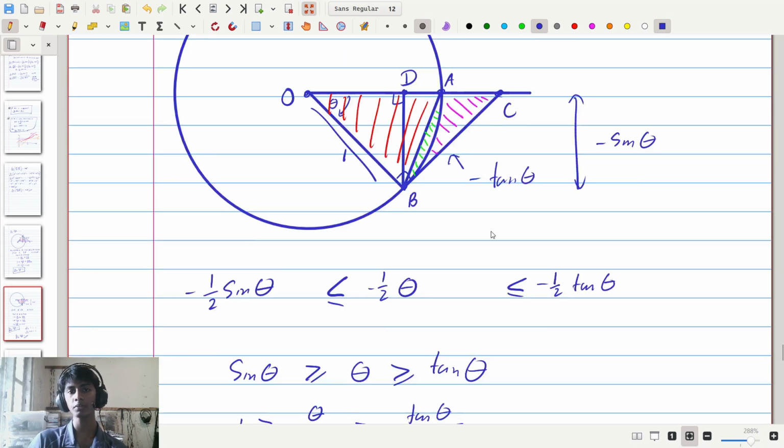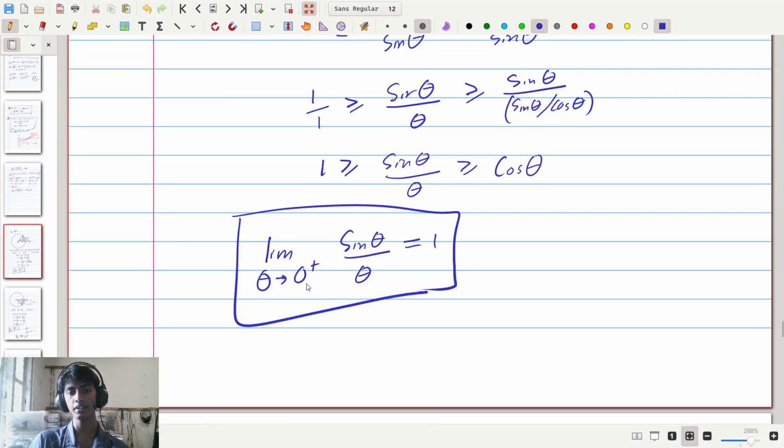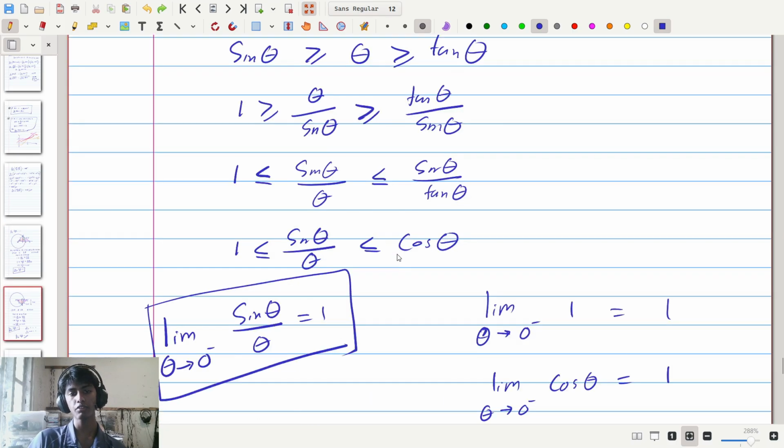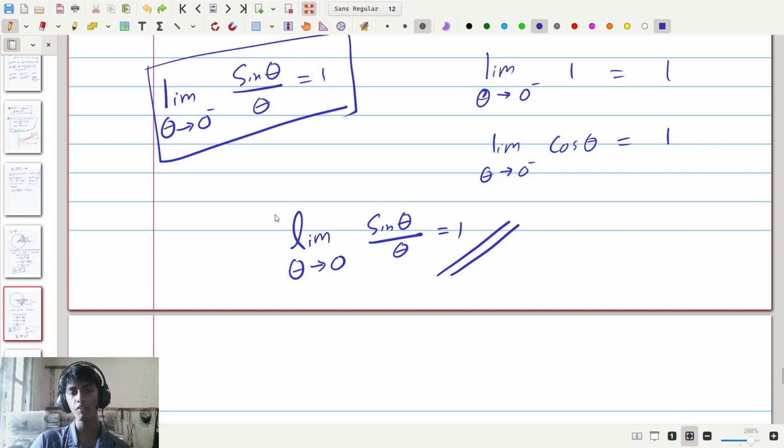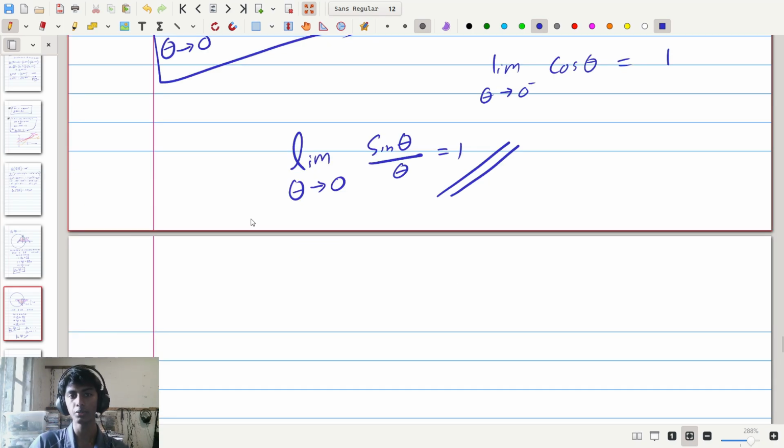So here we've shown, using this geometrical method, that the limit from the positive direction of sine theta divided by theta as theta goes to 0 is equal to 1, and the limit from the negative direction as theta goes to 0 of sine theta divided by theta is also equal to 1. Hence the overall limit as theta goes to 0 of sine theta divided by theta is also equal to 1. Hence proven. So that will be it for this video here today. We've proven some limits and discussed theorems on limits.